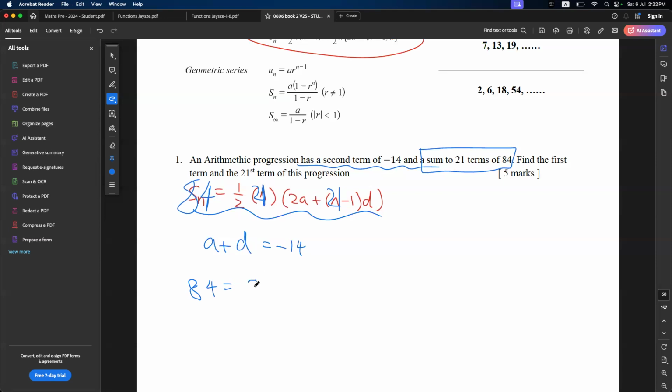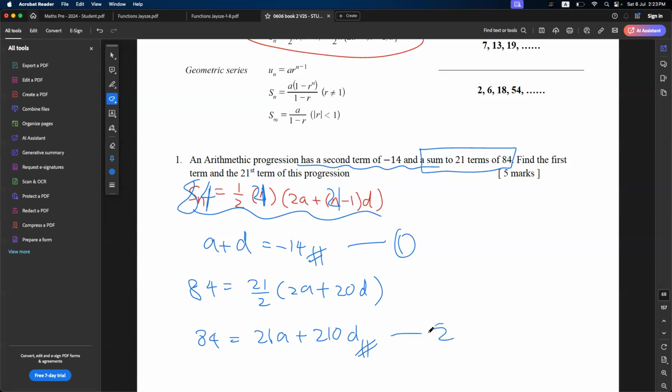21 over 2 times 2A plus 20D. So 84 is equal to 21A plus 210D. This is my first equation, and this is my second equation. From here, I just have to do simultaneous equations and solve it.